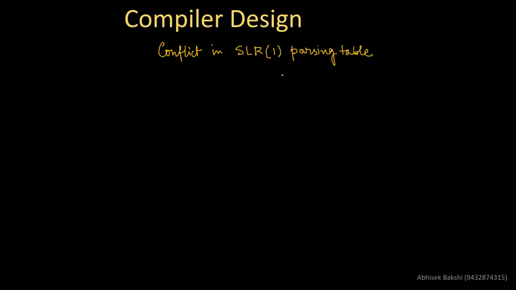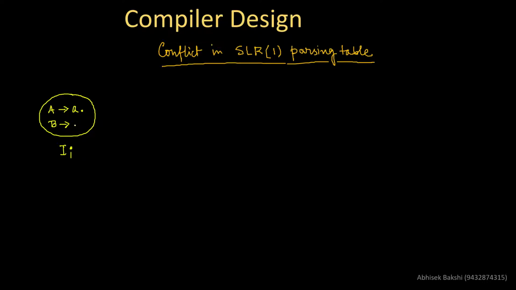So suppose that we have a state, again considering the same situation, which contains some production rules, say A to α dot A, sorry, A to dot A, and B to α dot. So the dot will be before A.